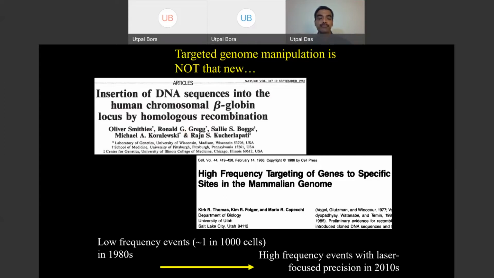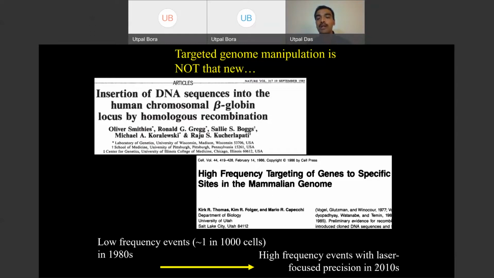At that time, obviously, this was a very, very low frequency event. If scientists were trying to manipulate genes and took, let's say, 1,000 cells, only one cell would be gene edited. So even though it opened up a window, it was not efficient. That was happening in the 1980s. Obviously people have been harnessing different tools and technologies, and in the 2020s, every other day every lab is doing high frequency, laser-focused gene editing, right?